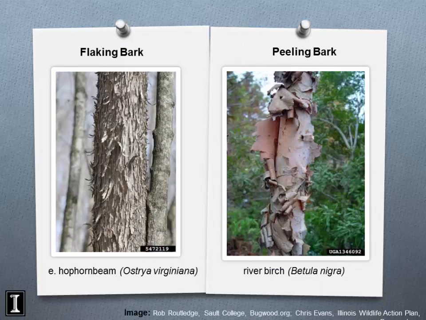This is ironwood or eastern hophornbeam, flaky bark. Whether it's juvenile or mature, most ironwood has this characteristic flaking bark. On the right, river birch, peeling bark, strip it off, and so on and so forth. Most people are familiar with river birch and paper birch. They're very classic examples. You usually can identify those trees readily.